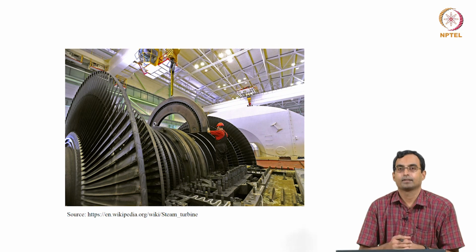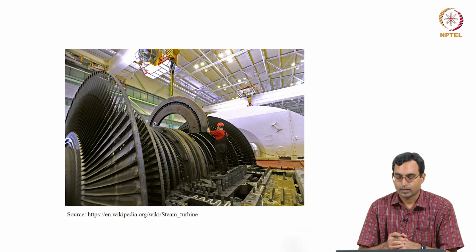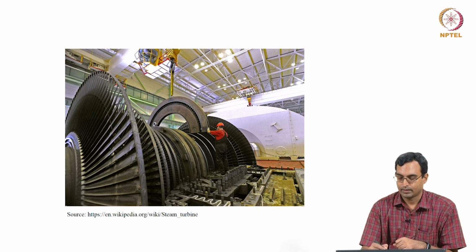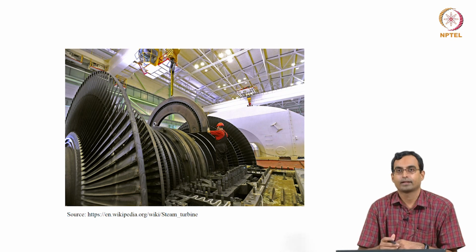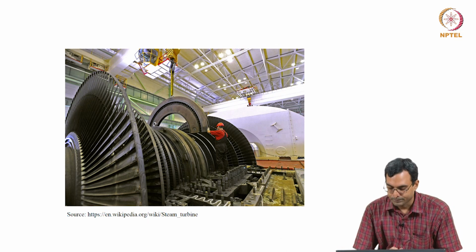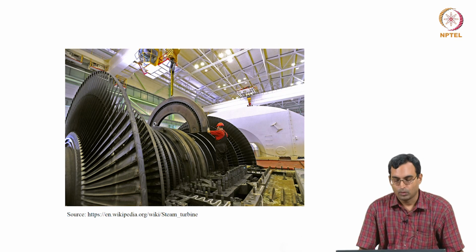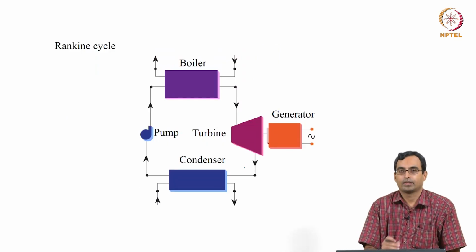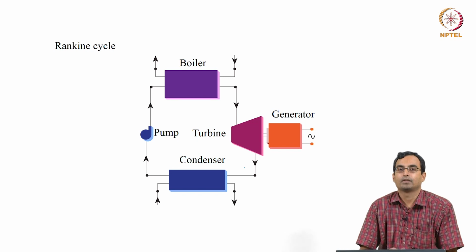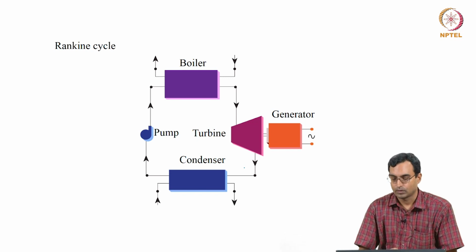One of those applications is shown here. This is essentially what is called a steam turbine. You can see it's a fairly large device. You can see somebody standing here, so you can quite comfortably fit inside one of these. And these are used for producing electricity. So, you have, for example, a coal plant which would follow what is called a Rankine cycle, which we will look at in a lot of detail towards the end of this course.